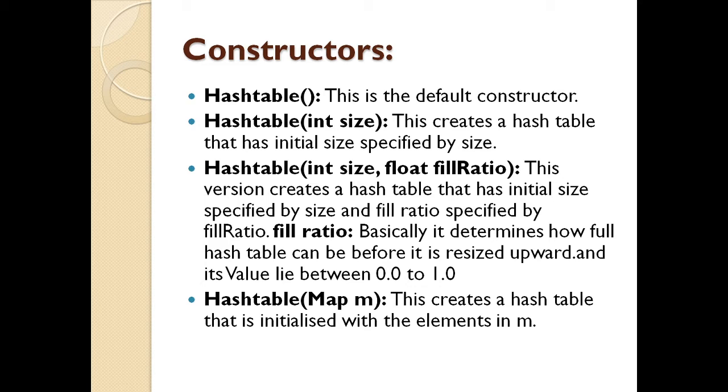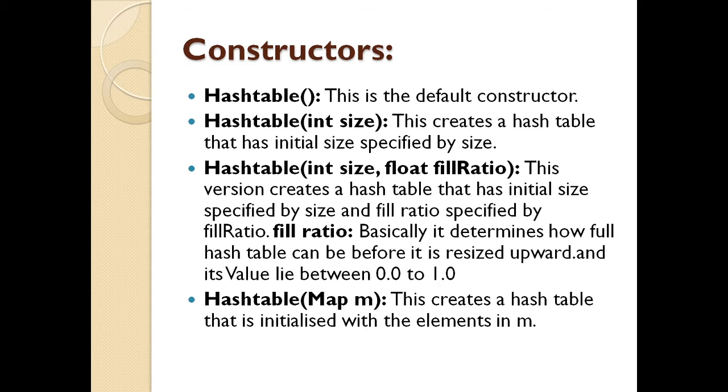Fill ratio basically determines how full the hash table can be before it is resized upward or downward. Its value lies between 0.0 to 1. We can also create a hash table with the constructor by associating it with the map. So we can create a hash table that initializes the elements from the map. Now let's see what are the methods in the hash table.